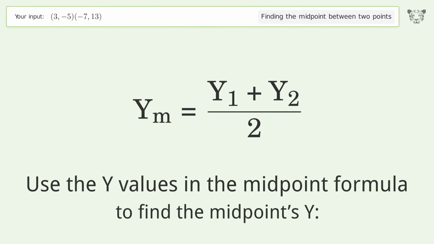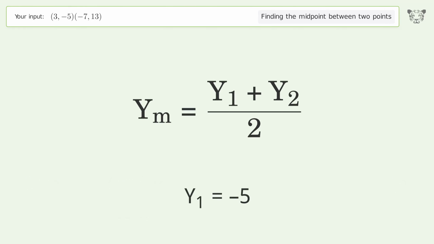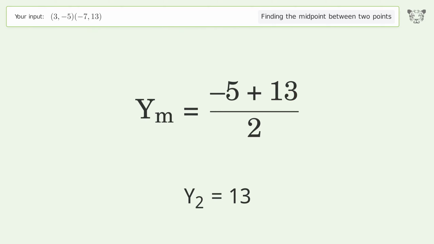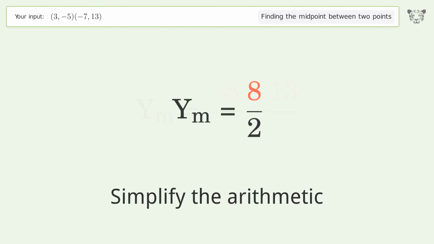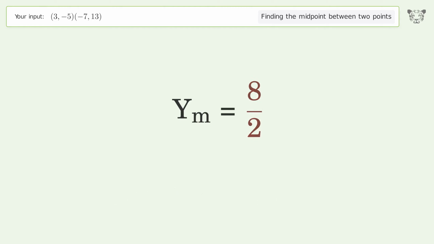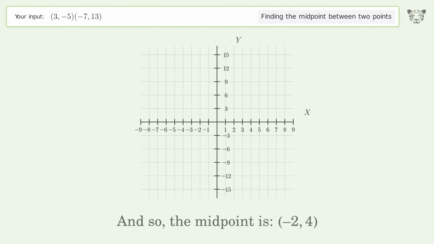Use the y values in the midpoint formula to find the midpoint's y. y1 equals -5. y2 equals 13. Simplify the arithmetic. And so, the midpoint is -2, 4.